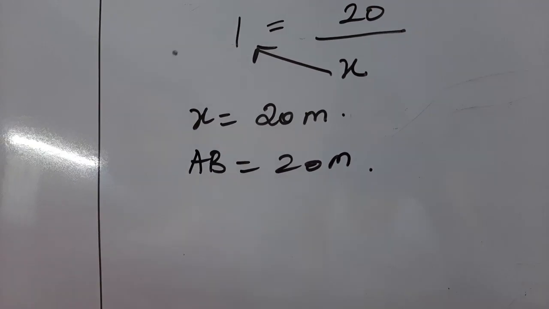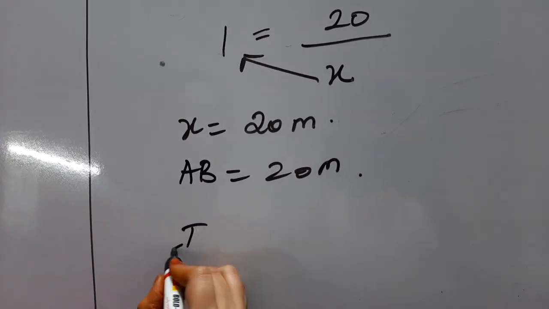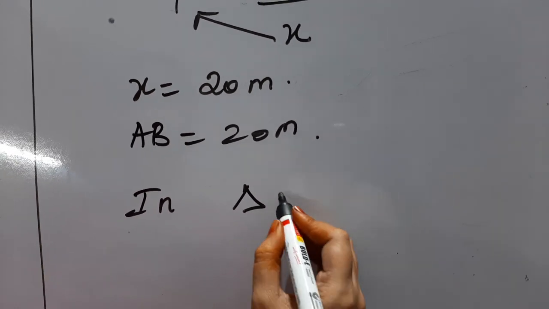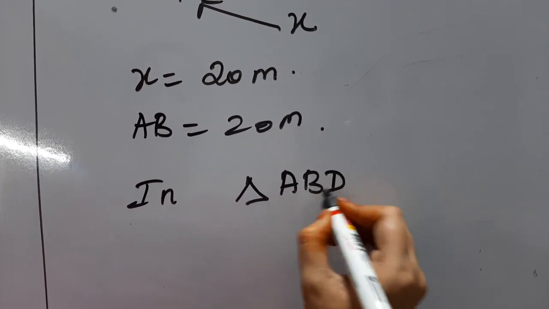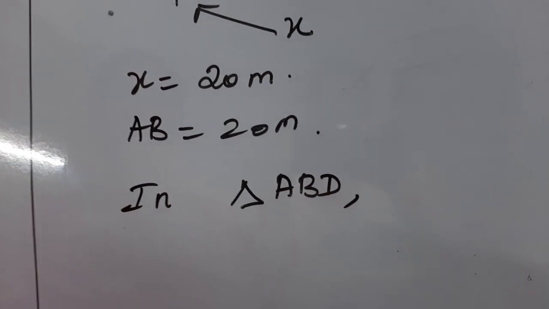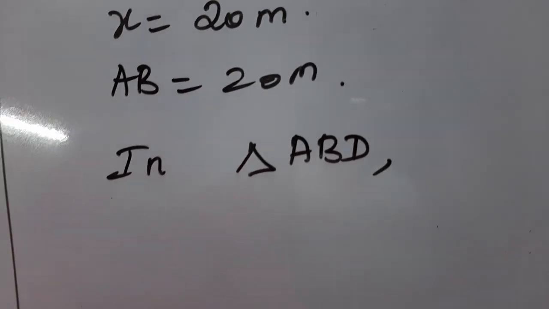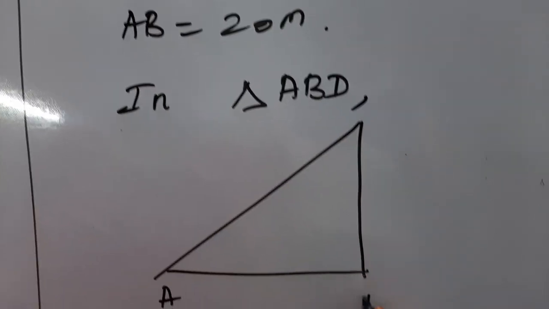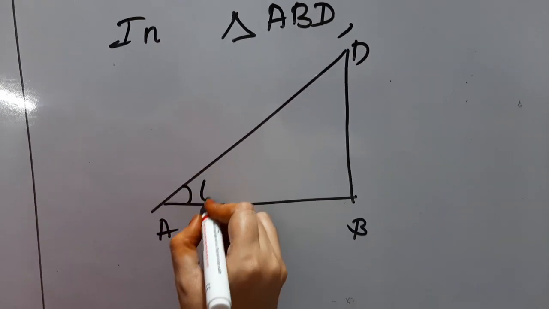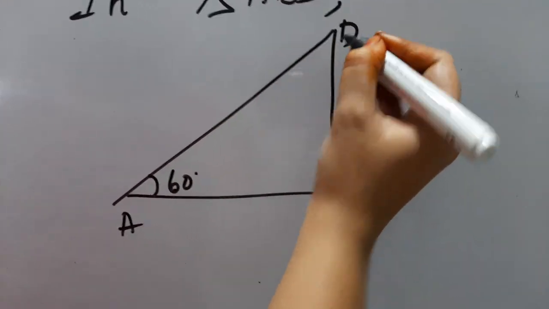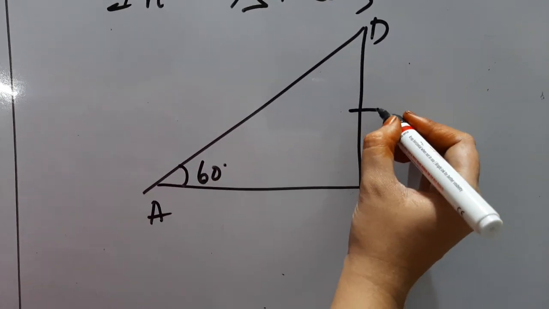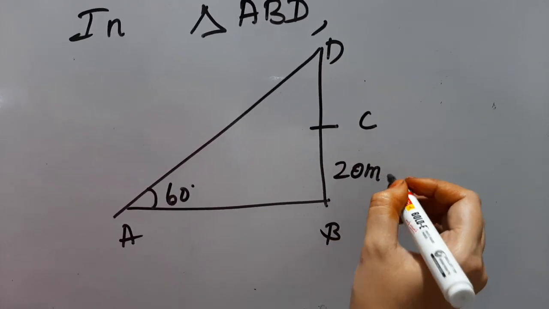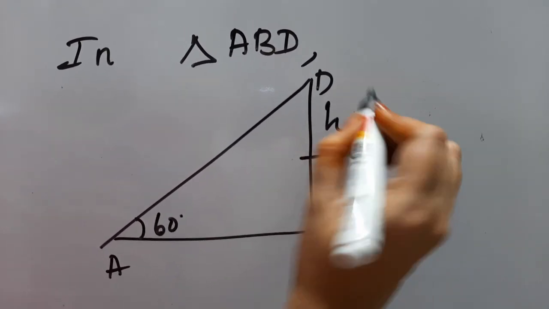Okay, let me consider my second triangle. What is my second right angle triangle here? Triangle ABD. This is also a triangle right angled at B. How does this triangle look? ABD is making an angle 60. Here the height increased, so the angle also increased. That is another point here C, which is the bottom of the transmission tower. Here the value of BC is 20 meters and CD is H meters.